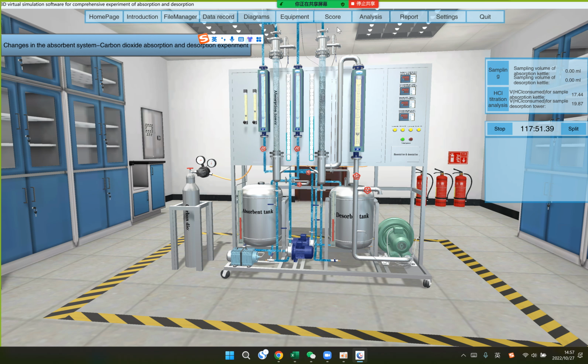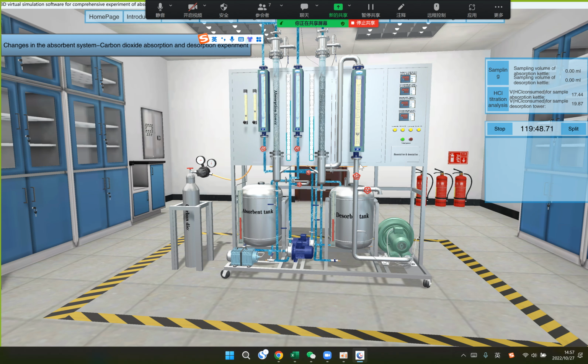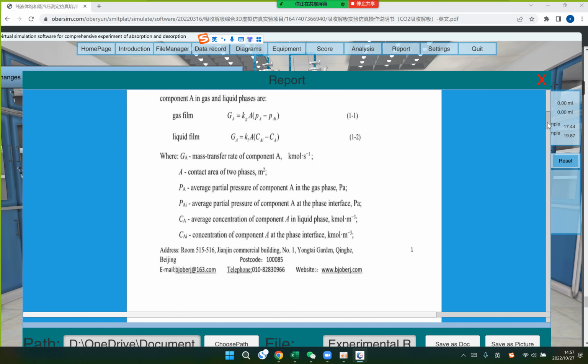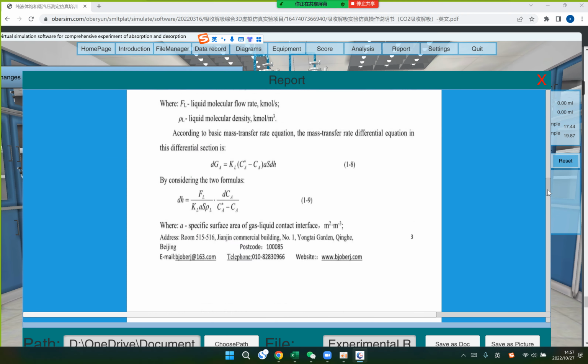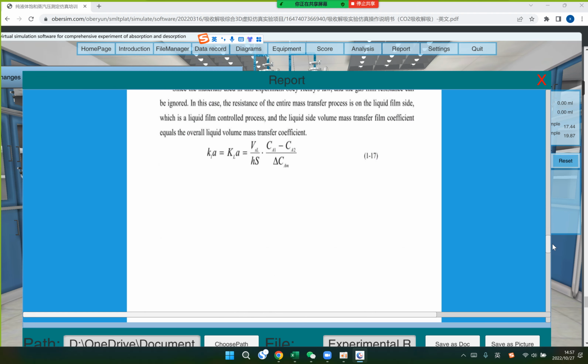Here also we have a diagram. If we finish the experiment, you will have this diagram. Okay, and then we just stop here. For the report, if you finish the experiment, you simply combine the fifth report and the fourth report together to generate one report.